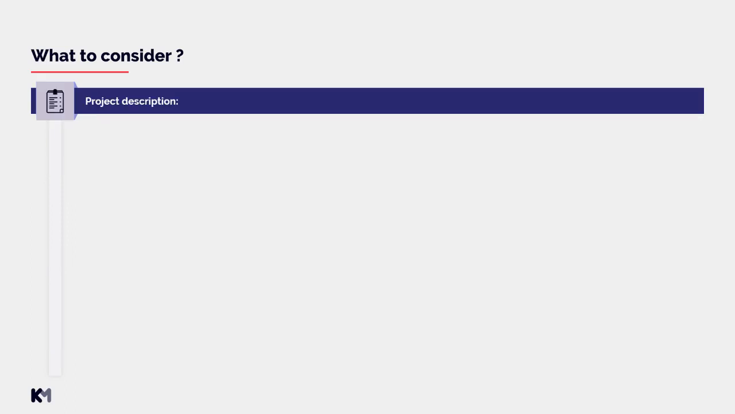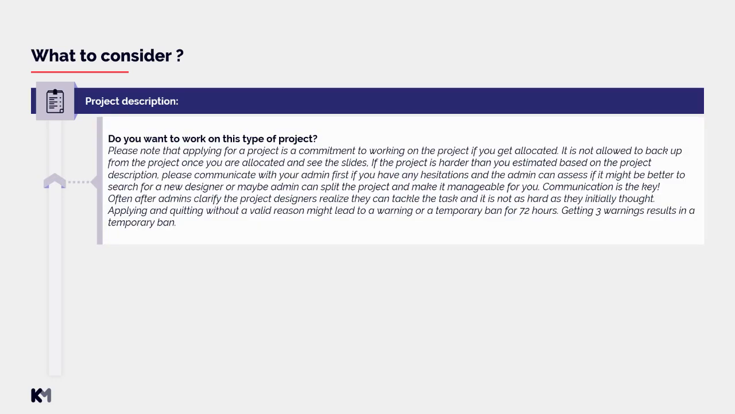And now we came to the third and last area, which is project description, which of course you want to consider very well, because based on the project description, you are assessing all the other aspects. So once you read the task description, ask yourself if you want to work on this type of project. Please note that applying for a project is a commitment to working on the project if you get allocated. It is not allowed to back out of the project once you are allocated and once you see the slides.